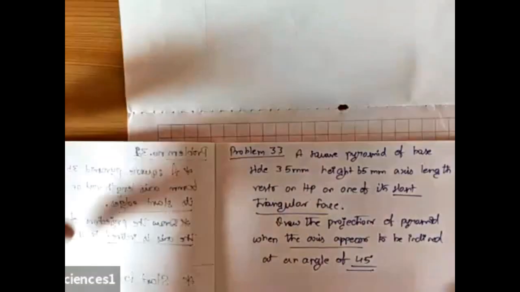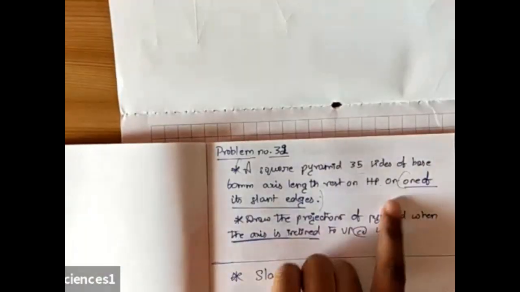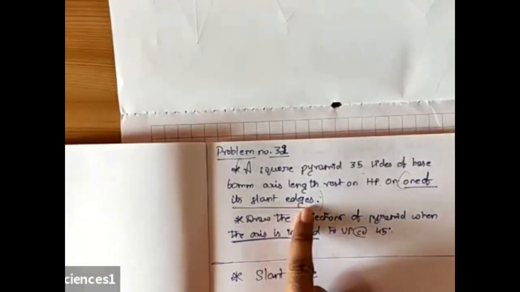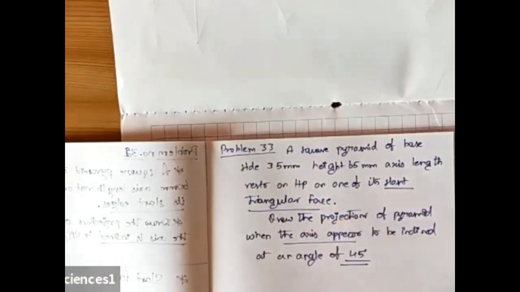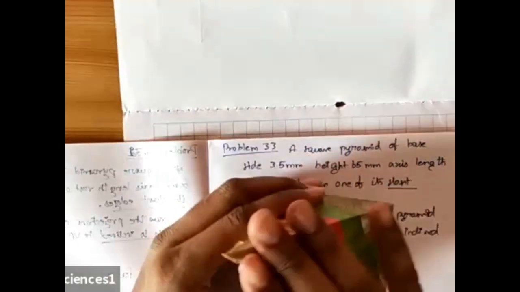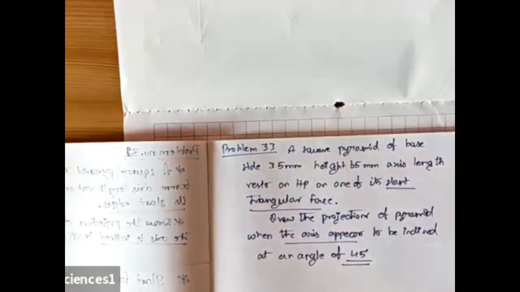Condition is same. In the previous problem, what we did was rest the pyramid with respect to one of the slant edges. In this problem, we'll be doing it with respect to one of the slant triangular faces. This is your slant triangular face. You can copy the question.